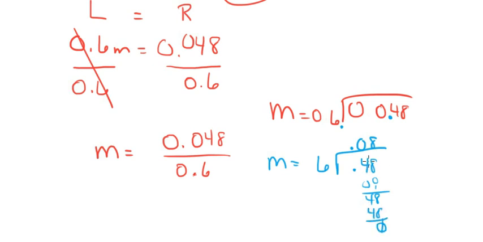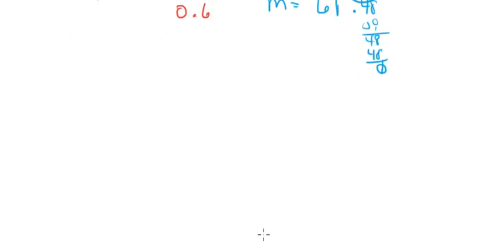So what's my answer? Tell me. 0.08. 0.08 is my answer. So m has a value of 0.08. So this is like saying if I take 0.6 times 0.08, I'm going to get 0.48. Does everybody understand that? Not too bad, right? Are we okay? Are there any problems with this? Okay. Let's look at one more problem.